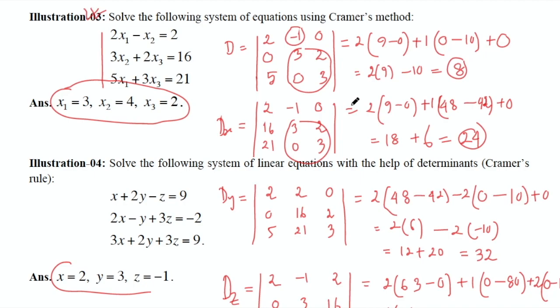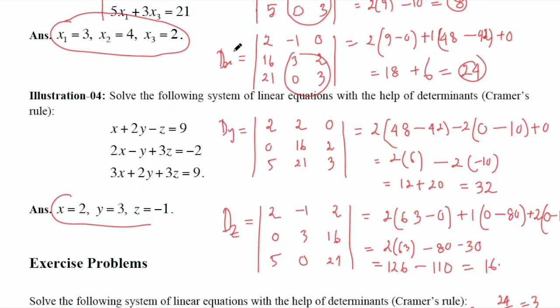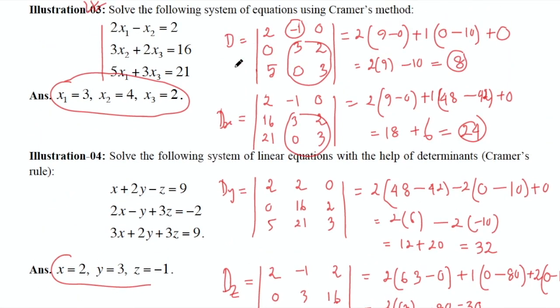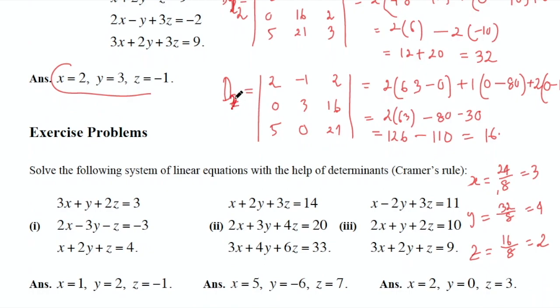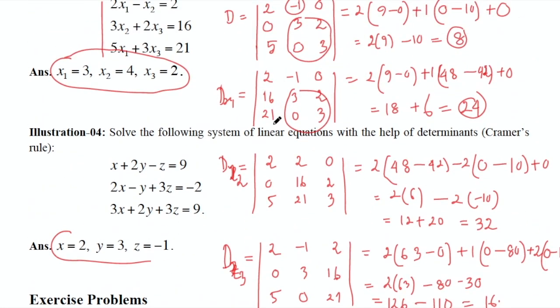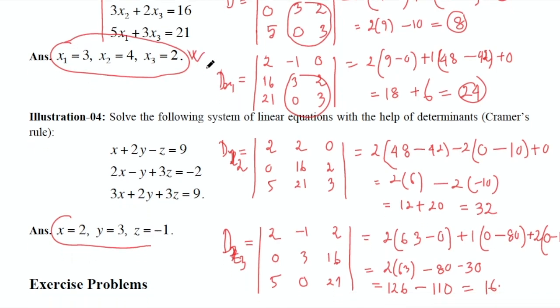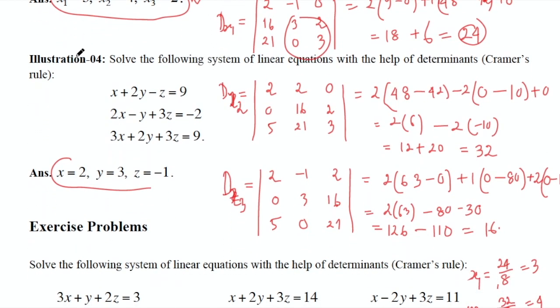But here I used x, y, z instead of x1, x2, x3. I should use x1, since the variables are x1, x2, x3. So instead of dx it should be dx1, instead of dy it should be dx2, and dx3. Now the solution will be x1 equal to 3, x2 4, and x3 2. This is the solution. And similarly you can try to solve this one by yourself.